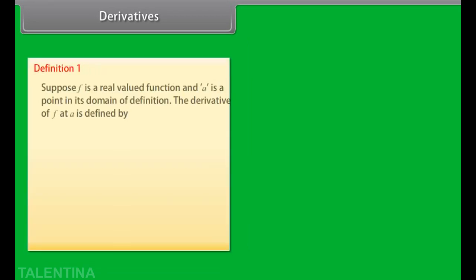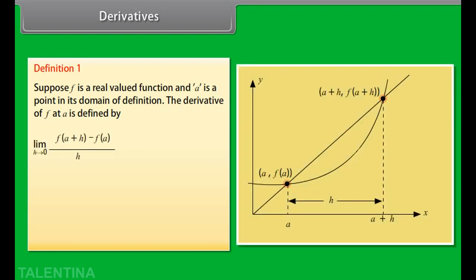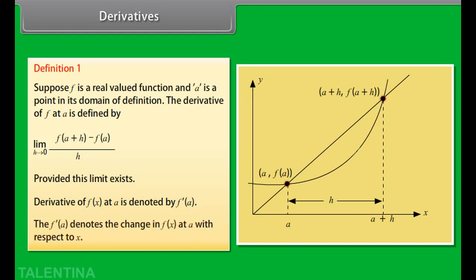Definition 1. Suppose f is a real valued function and a is a point in its domain of definition. The derivative of f at a is defined by limit h tends to 0 of the difference between f of a plus h and f of a, divided by h, provided this limit exists. Derivative of f of x at a is denoted by f dash of a. The f dash of a denotes the change in f of x at a with respect to x.